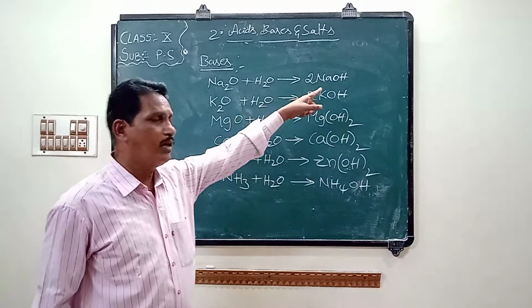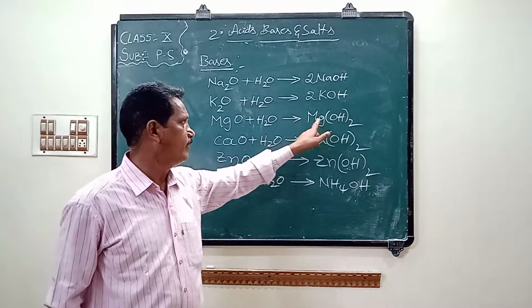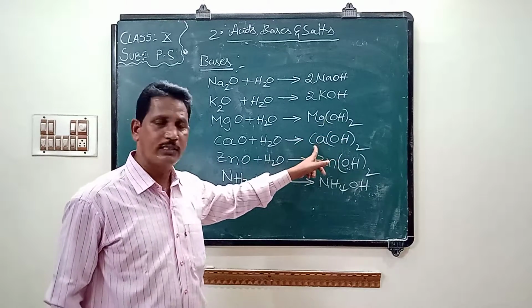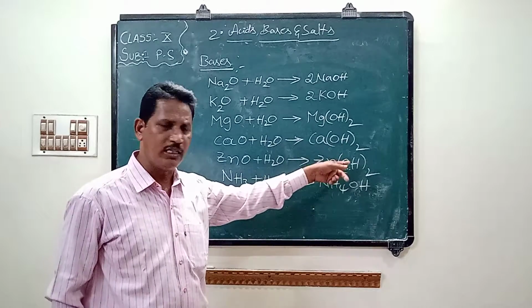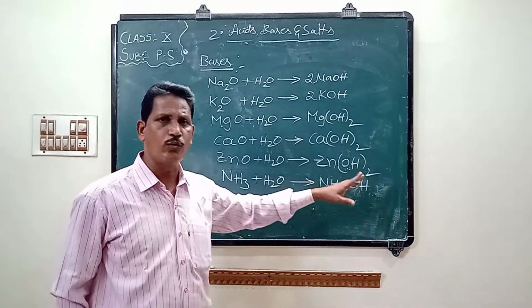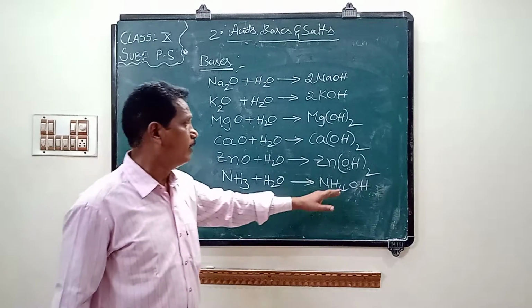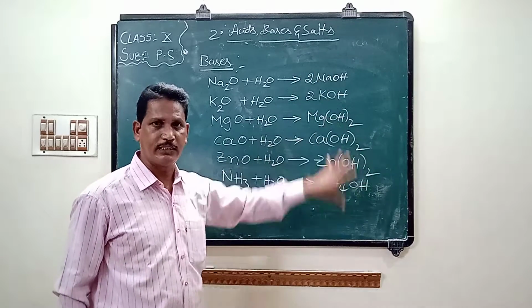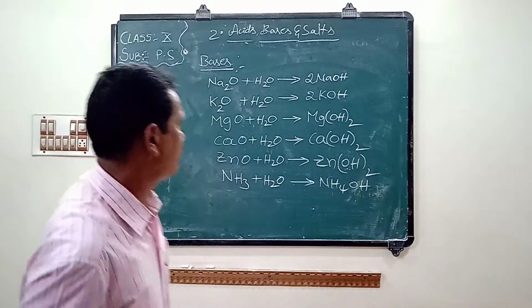First one NaOH, sodium hydroxide. Second one KOH, potassium hydroxide. Third one Mg(OH)2, magnesium hydroxide. Next one Ca(OH)2, calcium hydroxide. Next one Zn(OH)2, zinc hydroxide. Then NH4OH, ammonium hydroxide. Ammonium hydroxide is a weak base. These are all some examples of bases. Okay, bases. Next one, salts.